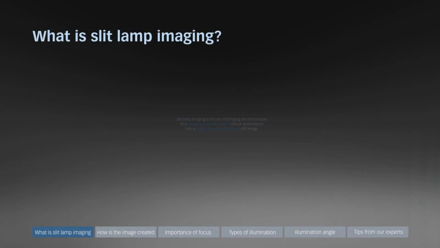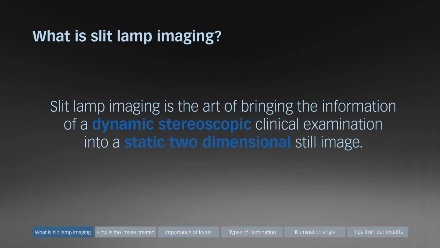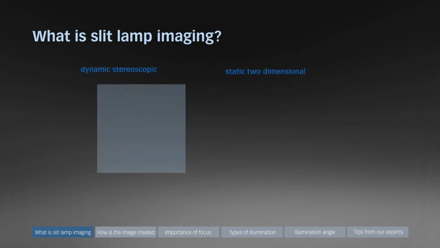To begin, let's define what slit lamp imaging is. Slit lamp imaging is the art of bringing the information of a dynamic stereoscopic clinical examination into a static two-dimensional still image.